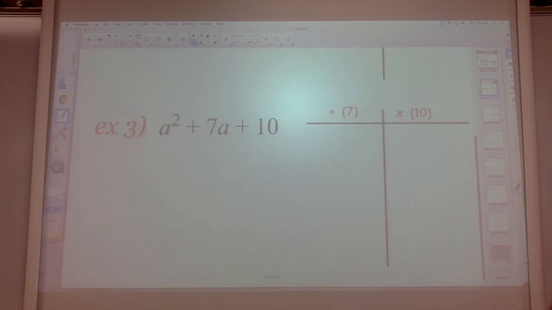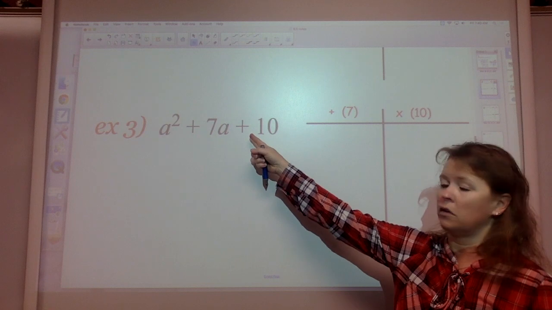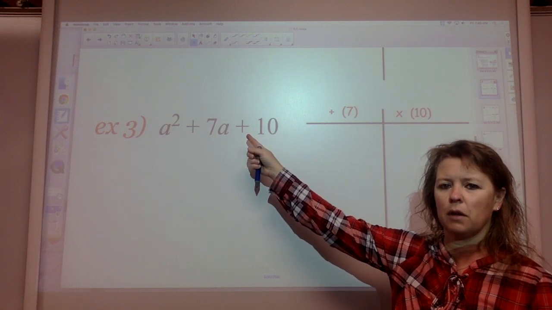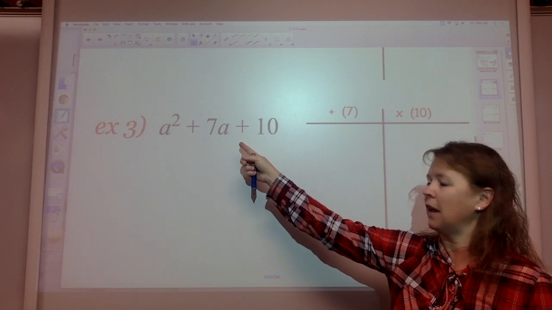How about this one? Okay, we changed the variable to a. Makes it a lot more exciting. Change things up a little bit. But you're still working with your two factors. They have to multiply to make 10, and they have to add to make 7.